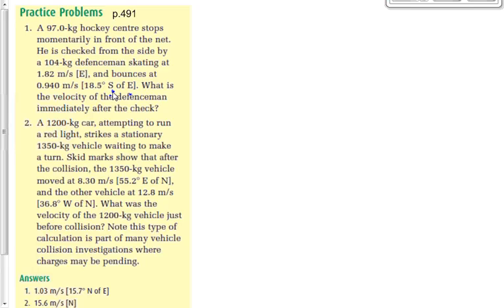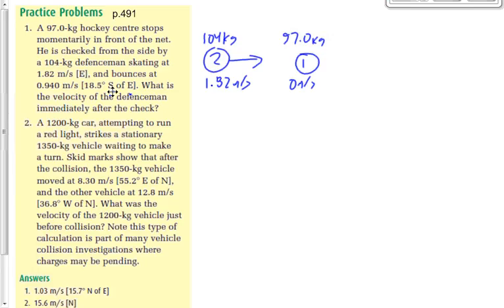We've got a hockey center. We're going to call him object number 1. He's 97.0 kilograms. He's at rest. He's checked by a defenseman skating to the east. So the defenseman we're going to call object number 2. He's skating to the east at 1.82 meters per second, and he has a mass of 104 kilograms. And the center, object number 1, bounces south of east. So object number 1 is going to go down here.